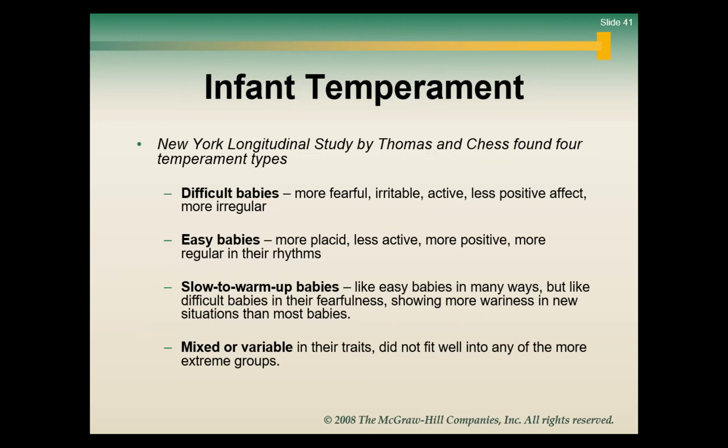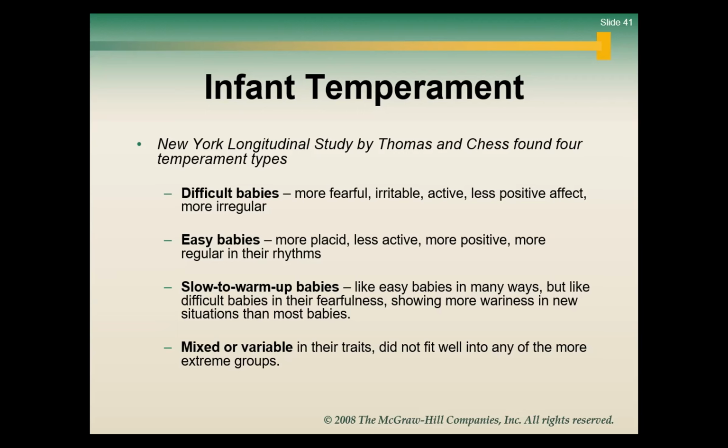So there are four different types of infant temperament. Thomas and Chess found four different types of infants and babies. The first one is a difficult baby, the second one is an easy baby, the third one is a slow-to-warm-up baby, and the fourth one is a mixed and variable baby. The difficult baby is more fearful and irritable, active, less positive in affect, more irregular. And easy babies are very positive, less active, placid, with regular rhythms.